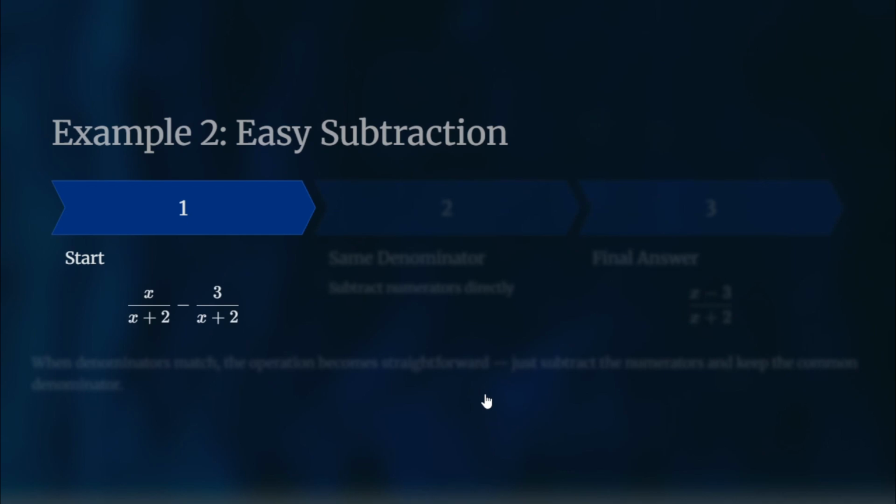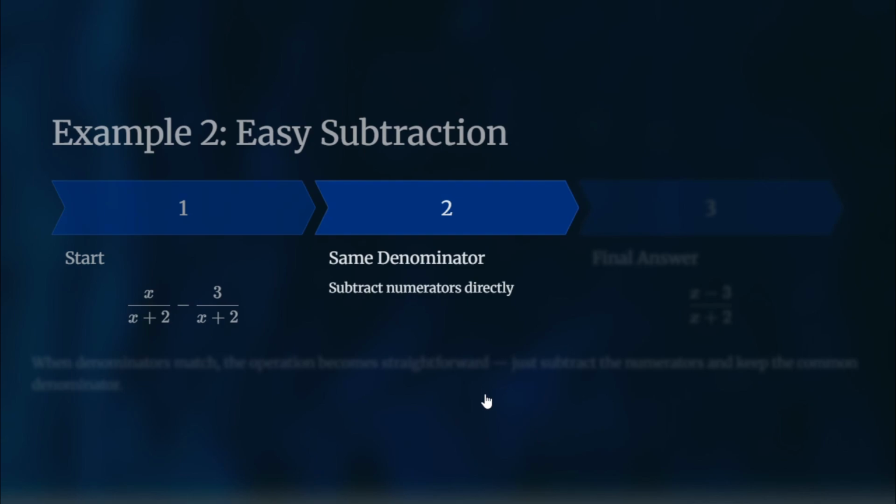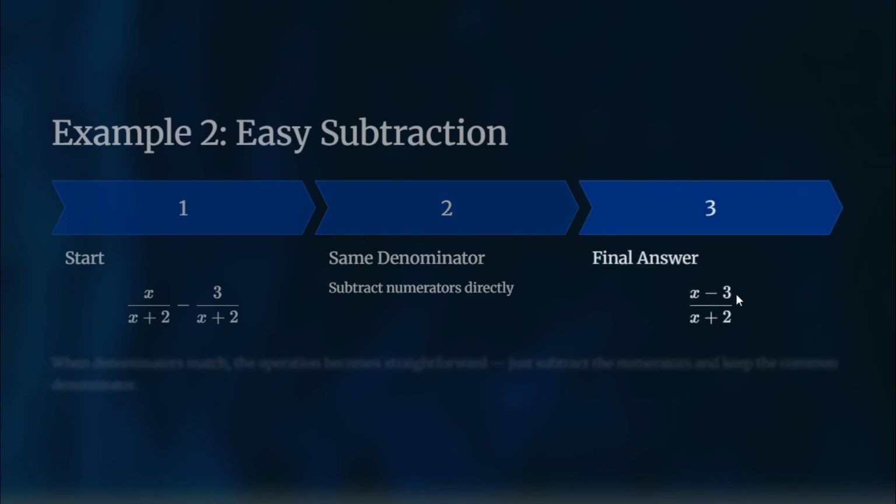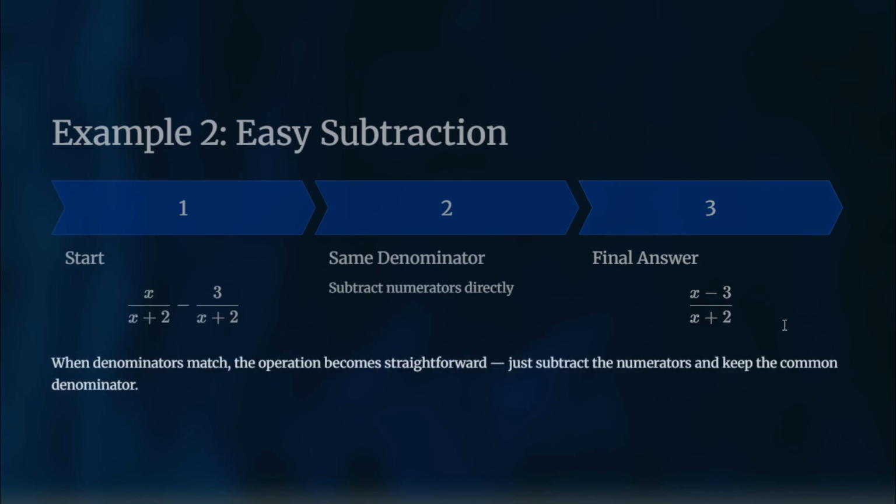Now, we want to compute this operation: x over x plus 2 minus 3 over x plus 2. If we look at our denominators, they are the same once again. So we can simply subtract the numerators directly. So our answer is x minus 3. We subtracted 3 from x, and our denominator is still x plus 2. So when denominators match, the operation becomes straightforward. Just subtract the numerators and keep the common denominator.